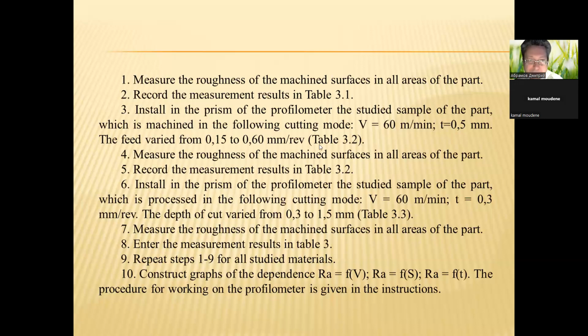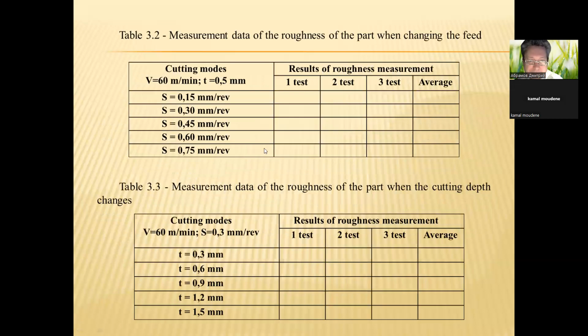The result, and then we record the measurement results in table 3.2. Table 3.2 is in the next slides. Table 3.2, measurement data of the roughness of the part when changing the feed. Feed is changing from 0.15 to 0.75 millimeters per revolution, and V and T are constant.